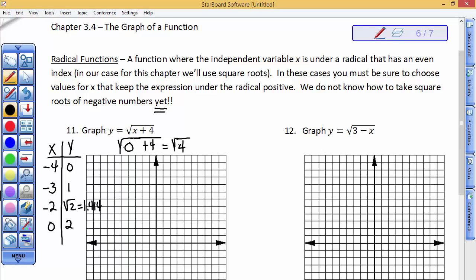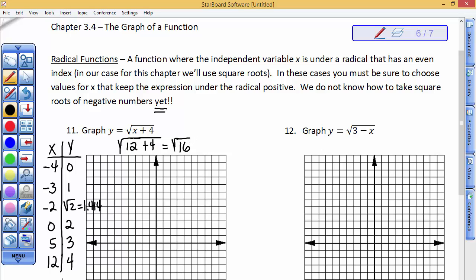The next number I'd like to put here, right there, is a number that will cause this to be 9, because the square root of 9 is 3. So if I put in a value for x of 5, right here, then 5 plus 4 would be 9, and the square root of 9 is 3. The next perfect square is 16, because the square root of 16 is 4. So I would need to put a 12 in here for x in order to add 4 to it, get 16, and then the square root of 16 is that 4.